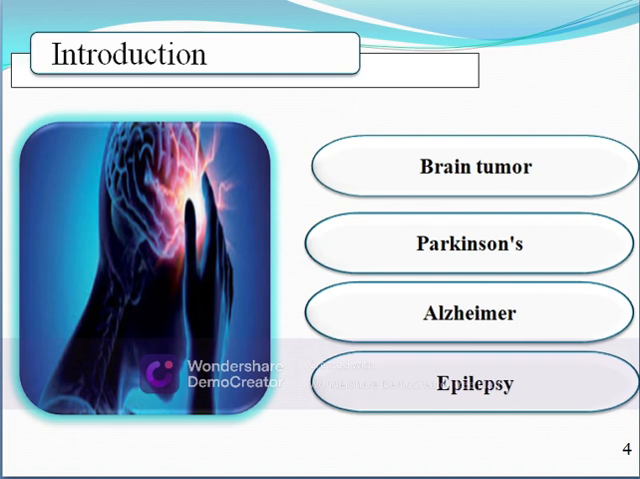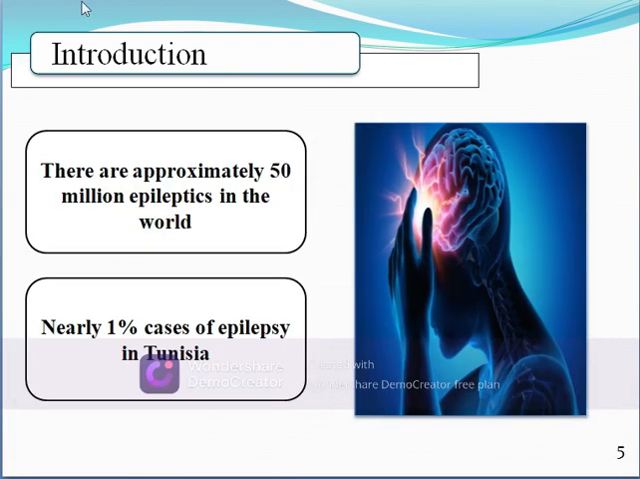Among these pathologies we find brain tumors, Parkinson's, Alzheimer's, and epilepsy. We will be interested in epilepsy. Epilepsy is considered to be the second most common neurological disease after stroke. The famous markers of this pathology are repetitive seizures, and their origins are trauma and cortical deformity.